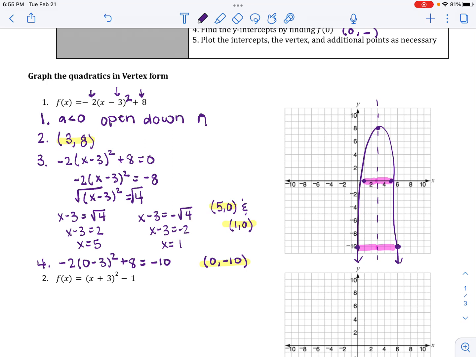So there's my parabola. I always want to double check: does it open down like I said it should? Yes, it does. So then we're good to go.